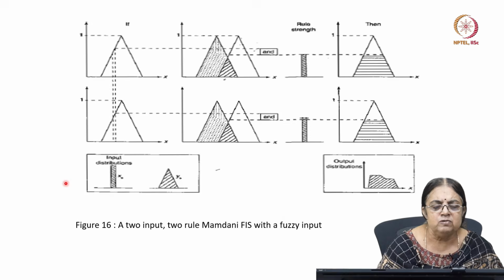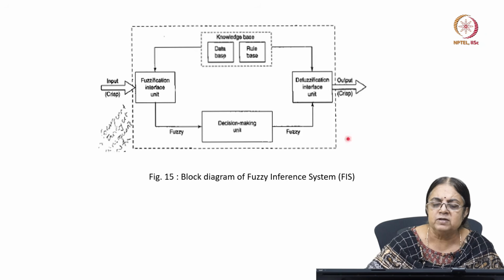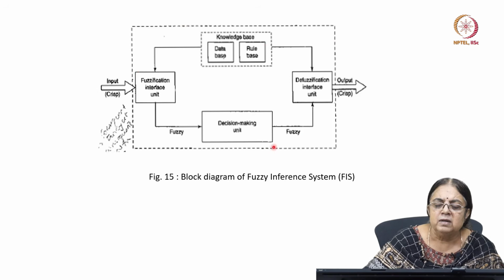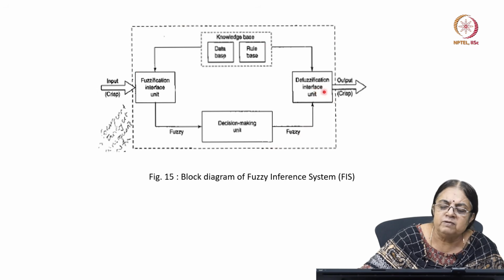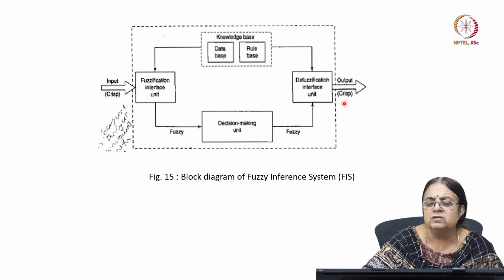So these are the two methods. We have the fuzzy inference system like this, but the way in which you are doing the fuzzification and the defuzzification of the output from the decision making unit is different in the two methods, so that you get two different outputs.